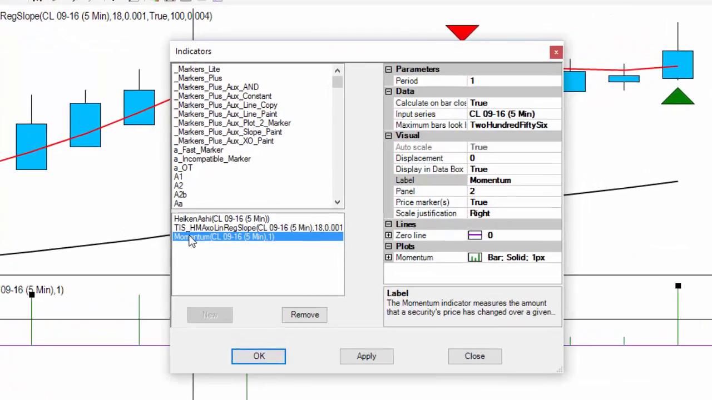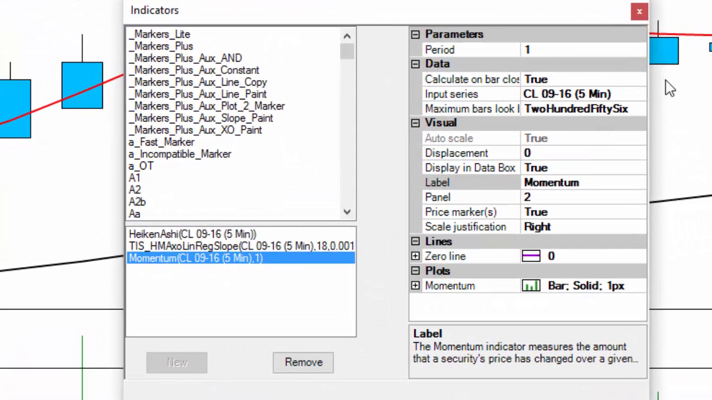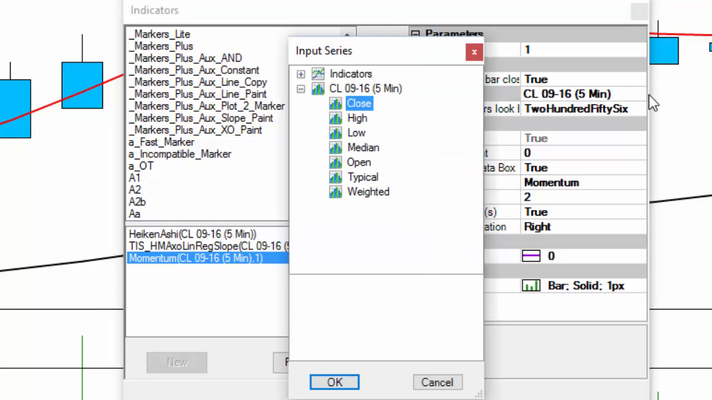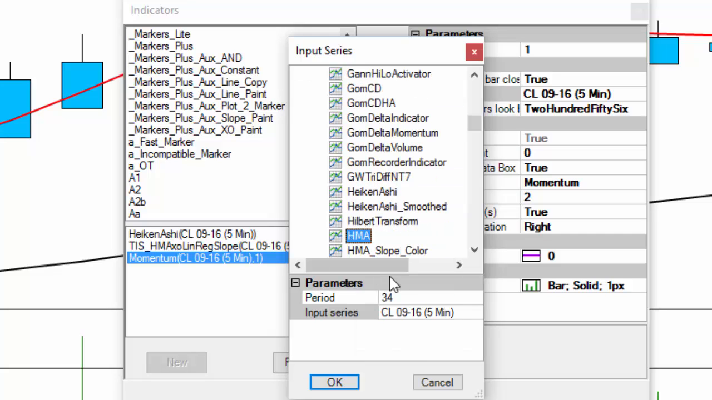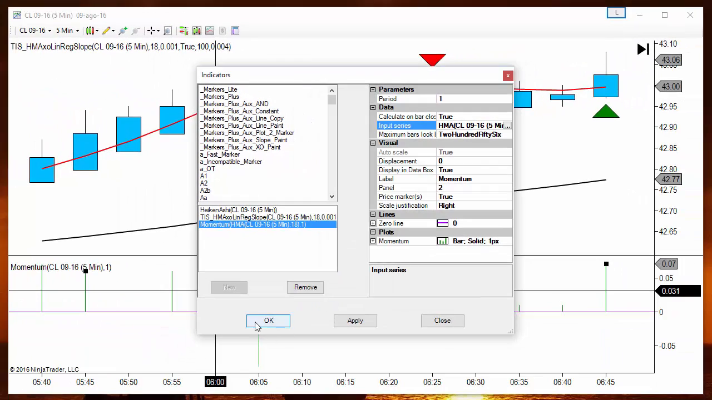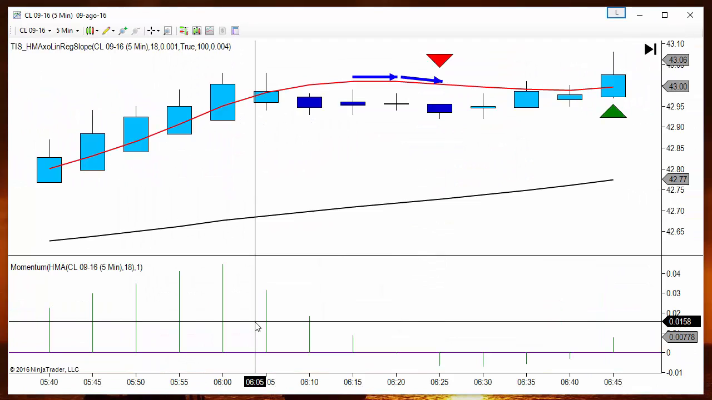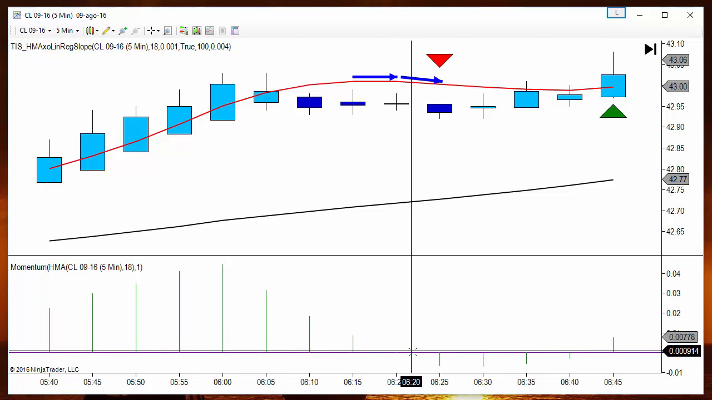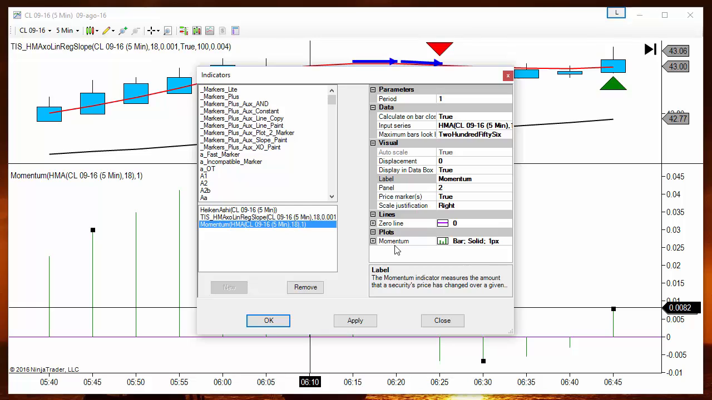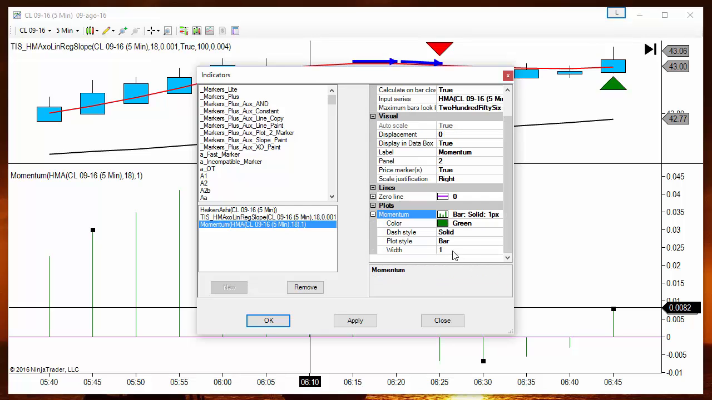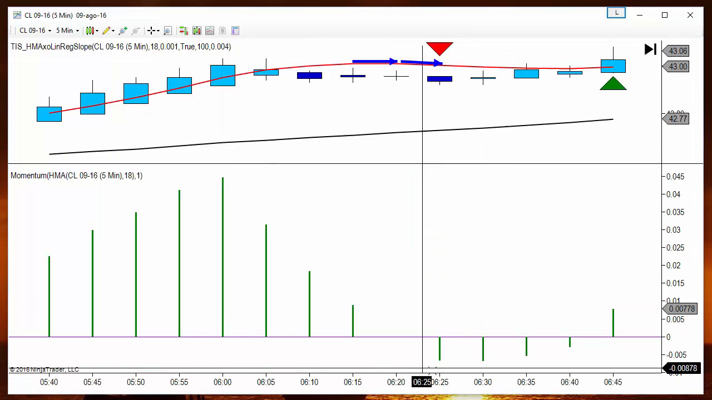So if we want to look at this HMA of 18, we can change the input series, and instead of looking at the close, we look at the HMA of period 18, so we are looking at the same line. And now we get the slope, the difference between the current HMA value and the previous bar HMA value.